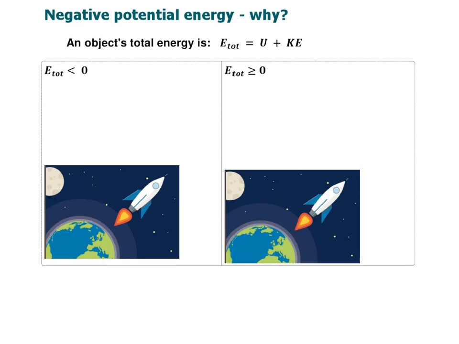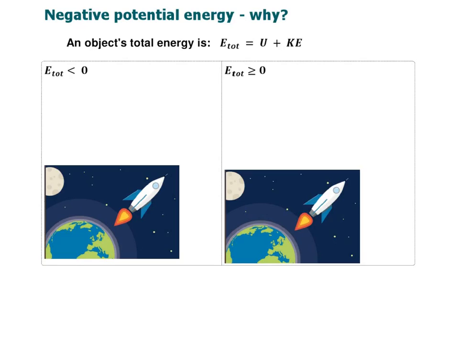So let's say we have two rockets. Now, an object's total energy is equal to its potential energy plus its kinetic energy. And there are two possible scenarios we can have. We can either have a total energy that's less than zero. And you're saying, wait a minute, can total energy be less than zero? Well, you're going to actually find out here. And then we can have a scenario where the total energy of the rocket is greater than or equal to zero.